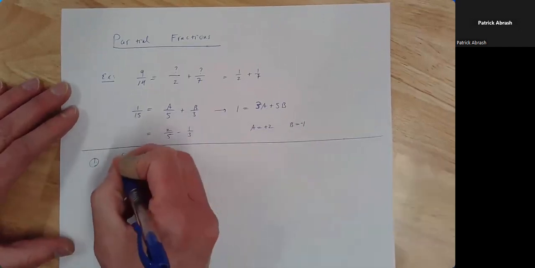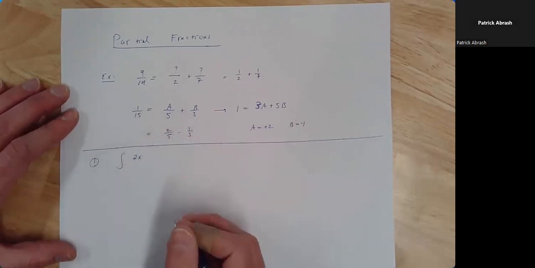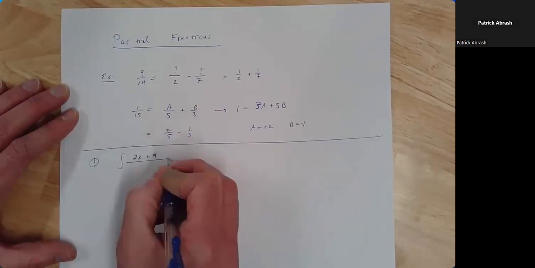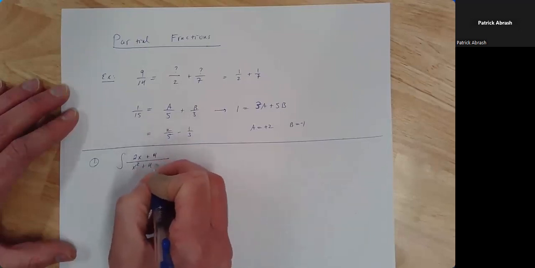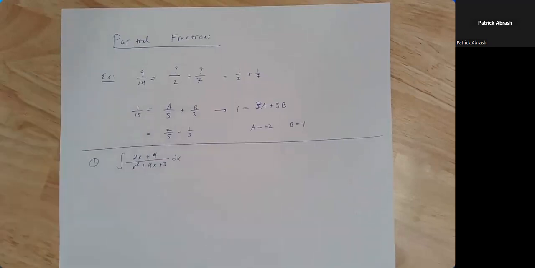Let's say we want to integrate something like this. I'm going to change it up; let's look at this one first: 2x plus 4 over x squared plus 4x plus 3. So to see if we can use partial fractions, there are 3 things we have to check.